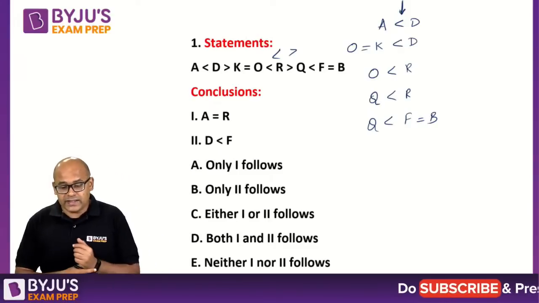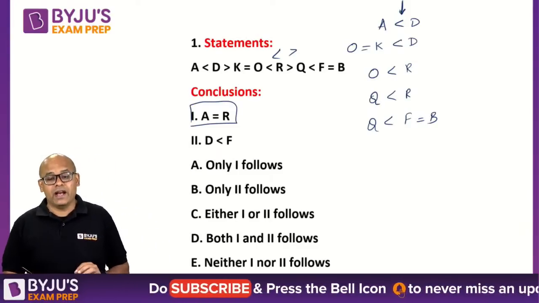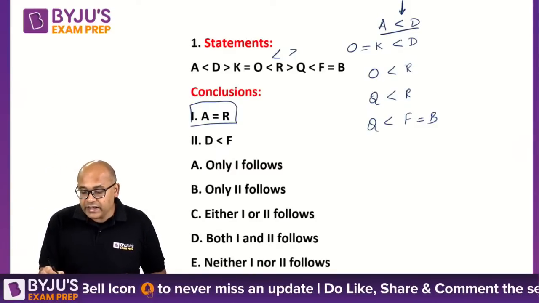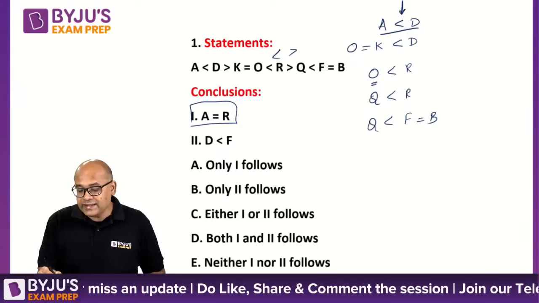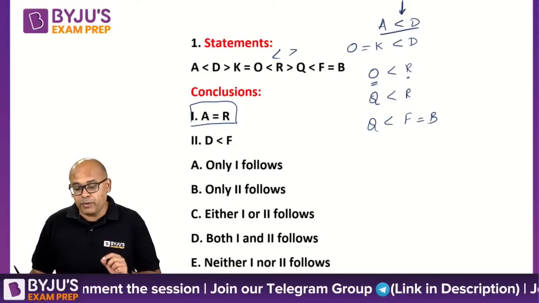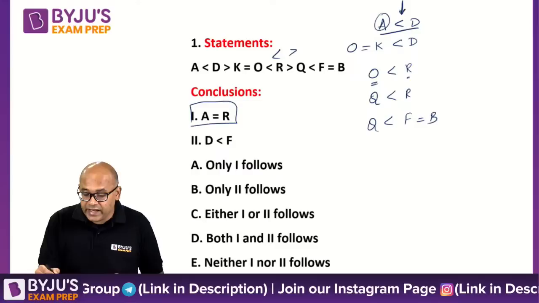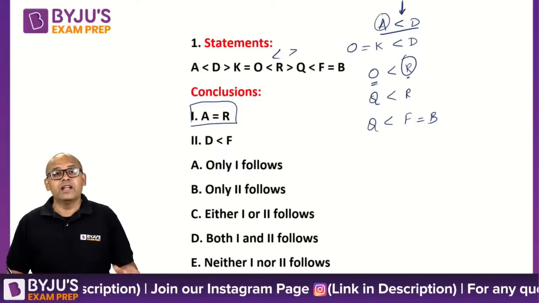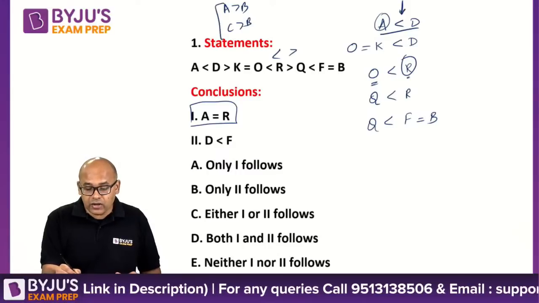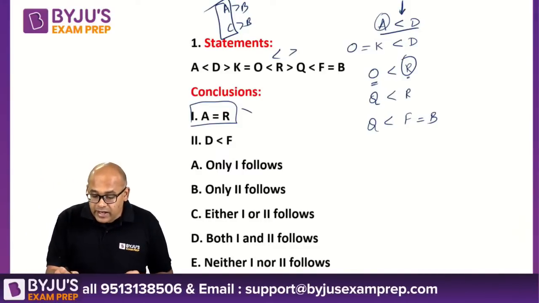Now take a look at it. What are they saying? A equal to R. Can you conclude this? What is the relation between A and R? Now if you notice, D is greater than A and D is greater than K and O is less than R. So you have a relationship between R and O, you have a relationship between R and K, but you don't have a relationship directly between A and R. You can't confirm anything about them. It's like the example that I said, A is greater than B and C is greater than B. You can't conclude anything about A and C because they are independent. Hence, this cannot be concluded.